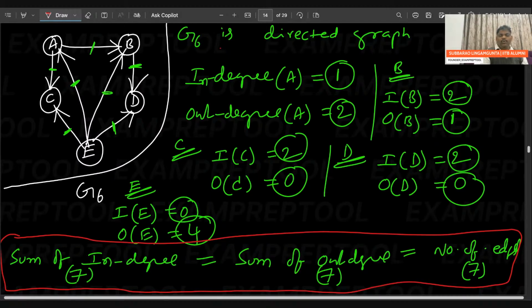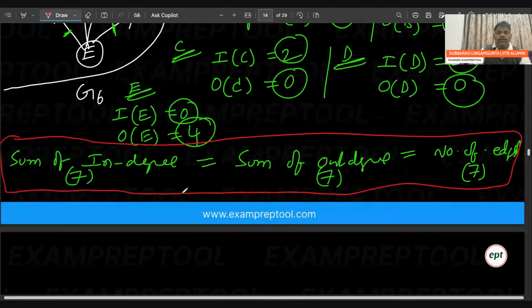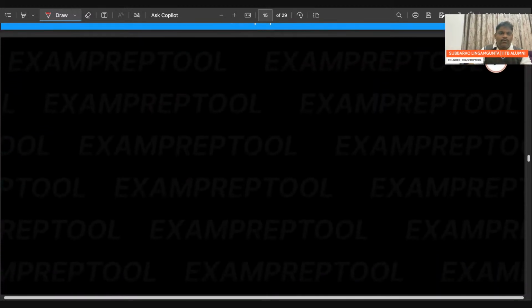So next one is simple graph, next one is multigraph. You have to verify. Everyone try. Any doubt? You ask me, I will help. Can we move next then? If you are comfortable, we can move next. Now go to the next one.